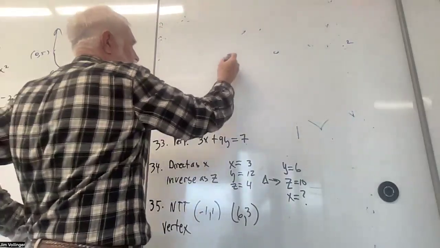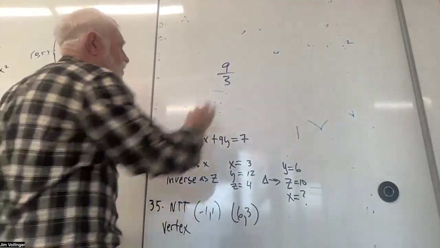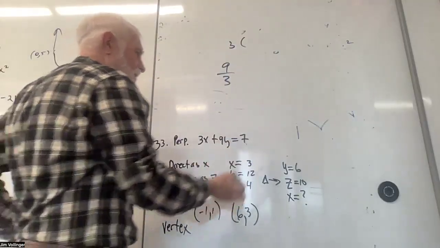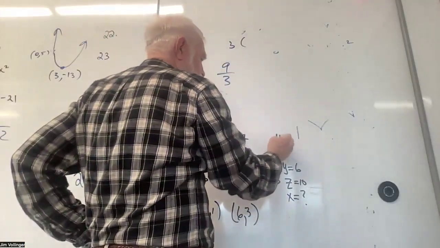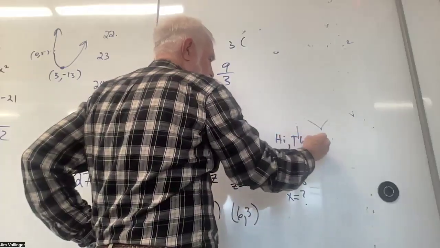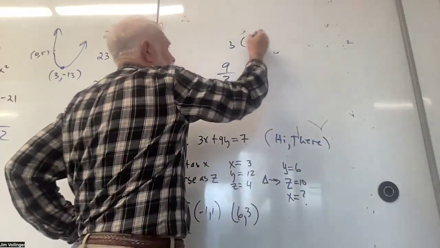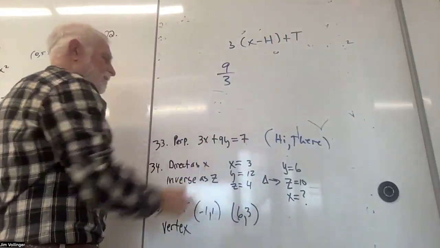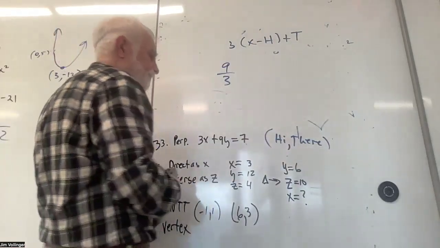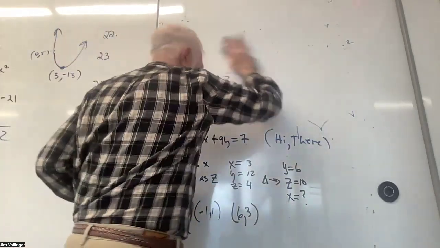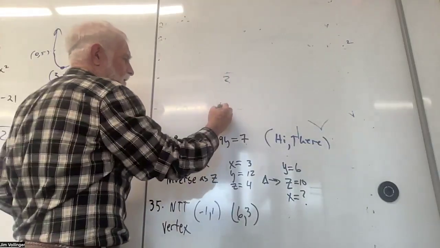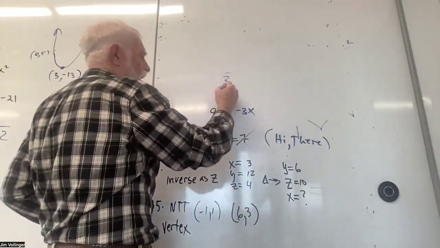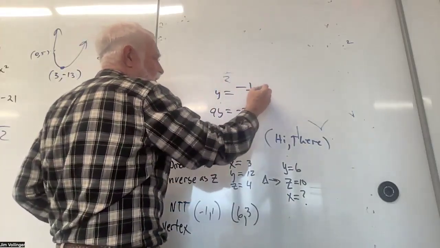Perpendicular, well, 9/3 is the slope, perpendicular slope. So 3 times what? Pass through, I don't know, let's have it pass through high there. Okay, so x minus h plus t. All right, that's perpendicular to this line passing through high there. Okay, you don't believe me? Then solve. 9y equals minus 3x, that constant doesn't matter. And we get y is equal to minus 1/3 times x.